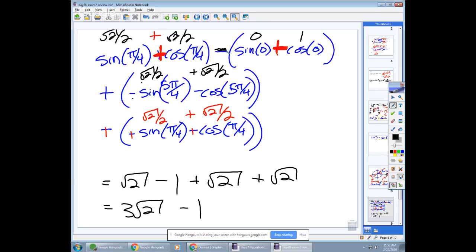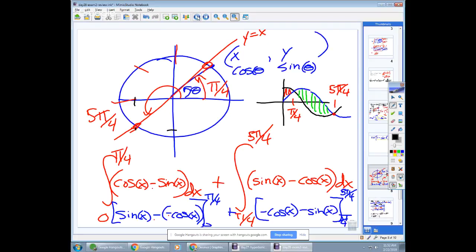When you plugged in 5 pi over 4, wouldn't students take it to be like negative cosine something, minus sine or something? The sine of 5 pi over 4 is negative square root of 2 over 2, and I'm taking the opposite of that. You were taking the antiderivatives of something. Well, I have the antiderivatives back here. Oh. Okay. Yeah, so first I found the antiderivatives, the next page I'm plugging my endpoints in. That's what happened there.